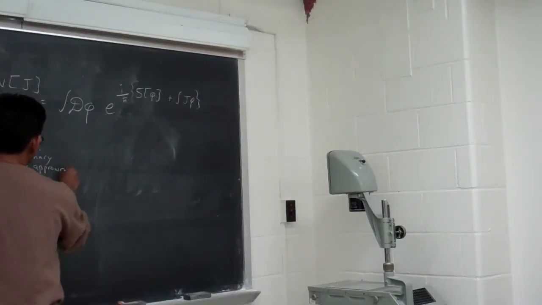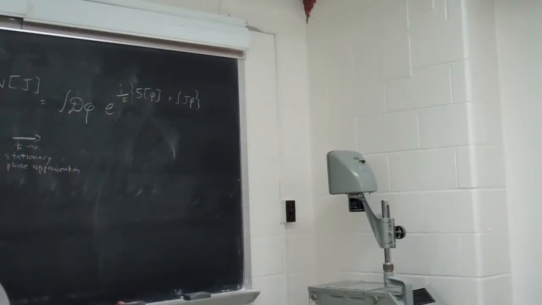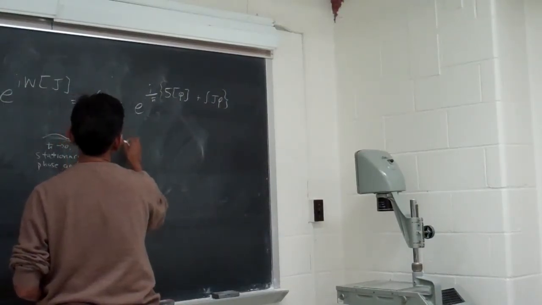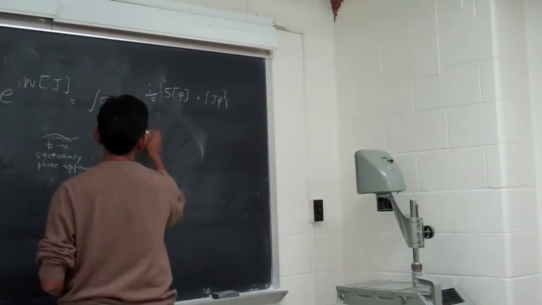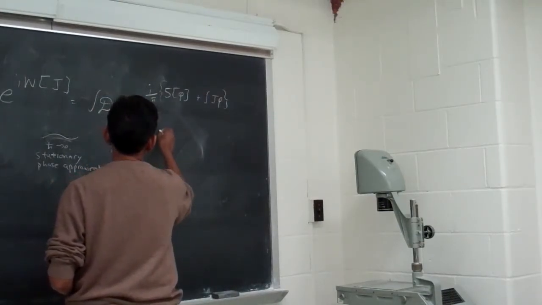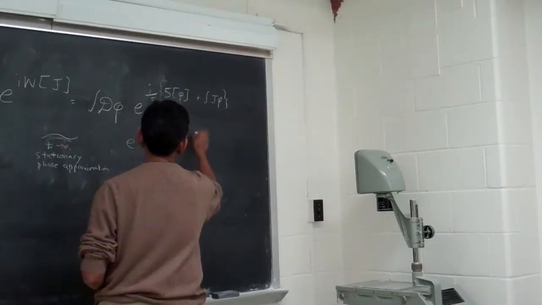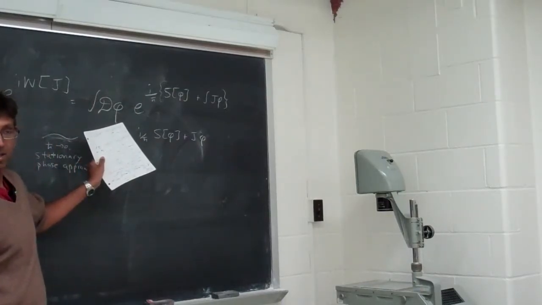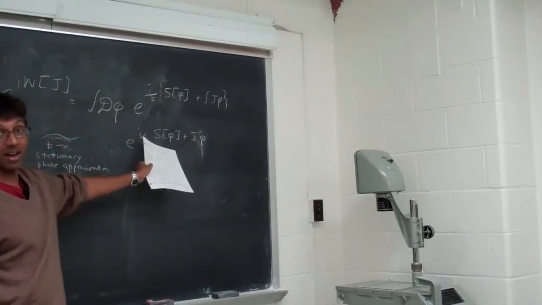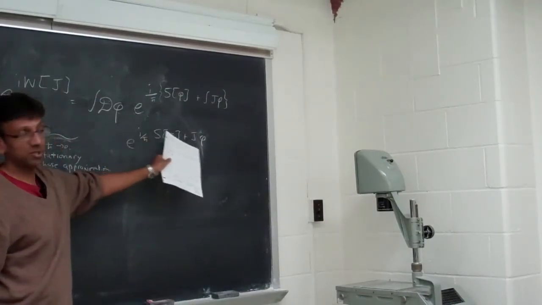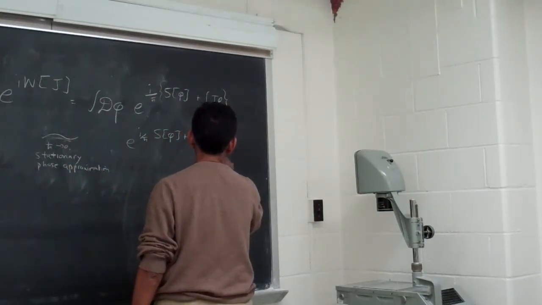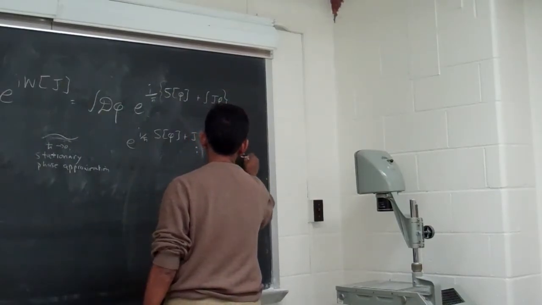Which we appealed to, for example, when we were doing the long-time asymptotics of the free particle Green's function. And so we'd say that it, in fact, goes like e to the i over h bar, s of phi plus j phi. But where I'm no longer integrating over all possibilities, I'm actually dominated by the phi where this action is stationary. So such that delta s over delta phi plus j equals 0.